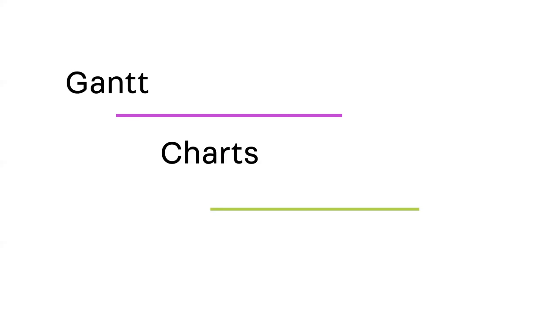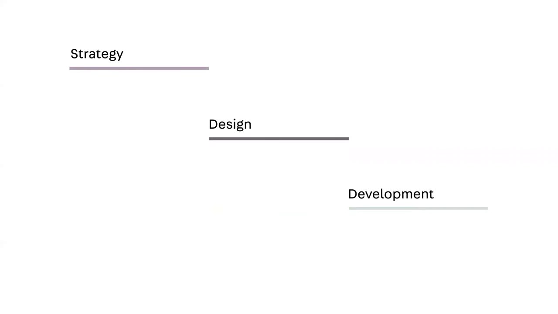Now, if you don't know what a Gantt chart is, it shows the start and the finish of every part of a project, right? So a Gantt chart will show something like this. Maybe there's a strategy phase that starts and ends, and then after that, a design phase starts and ends, then a development phase starts and ends. I bet a lot of you have used Gantt charts at your job or former job.